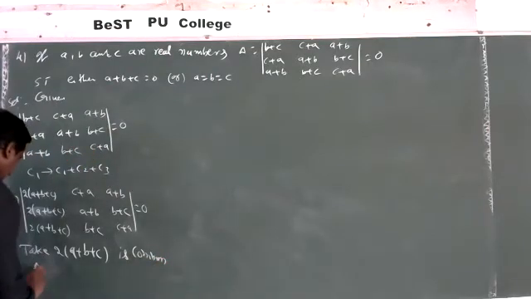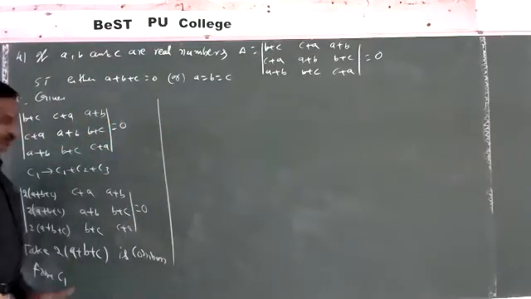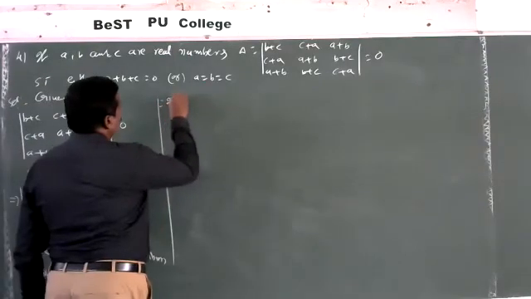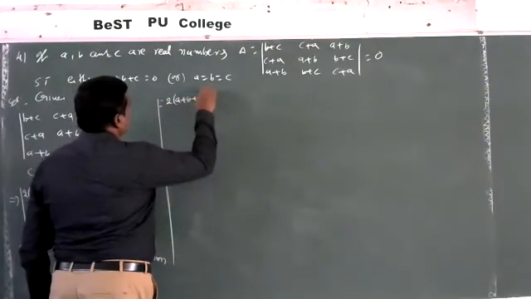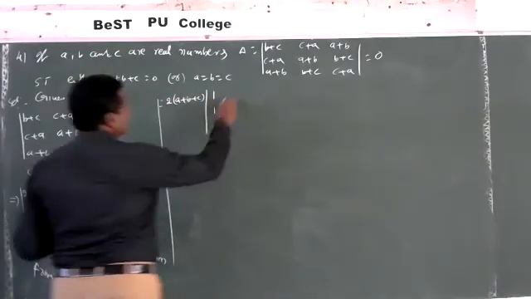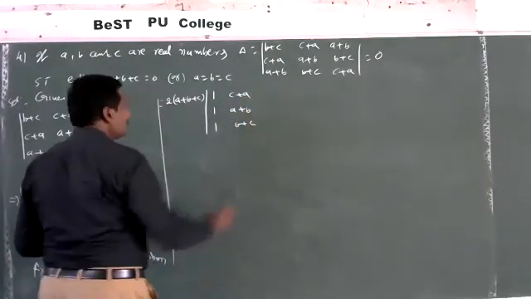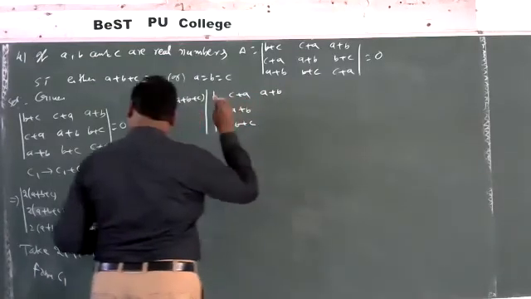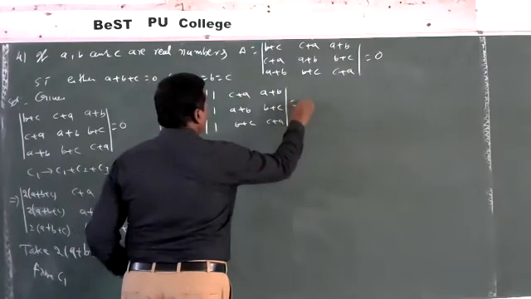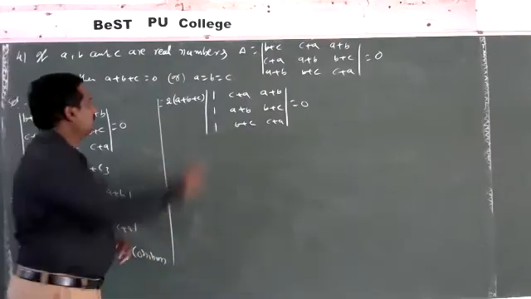Take 2 into (a plus b plus c) common from C1. If you take that common, it is 2 into (a plus b plus c) times the determinant of 1, 1, 1, c plus a, a plus b, b plus c. Here it is (a plus b)(b plus c)(c plus a) equal to 0.